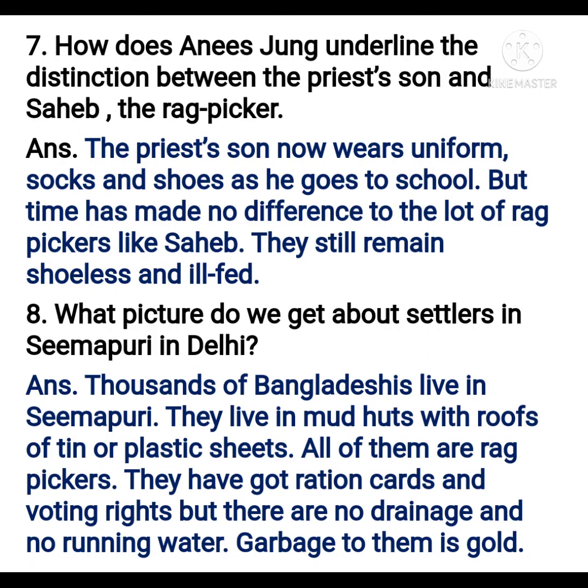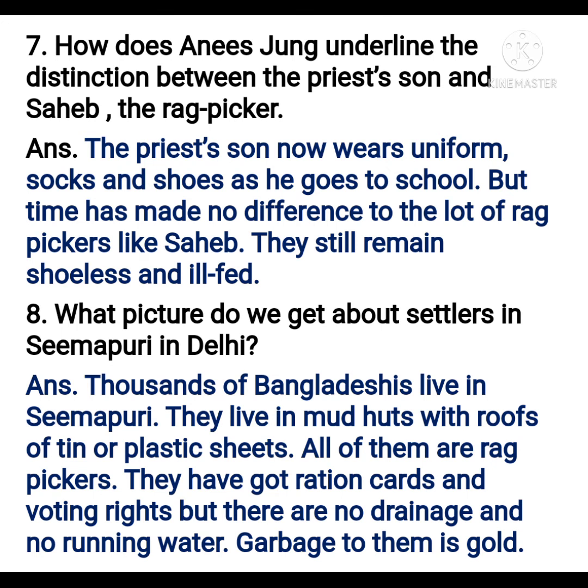7. How does Anees Jung underline the distinctions between the priest's son and Saheb the rag picker? Answer. The priest's son now wears uniform, socks and shoes as he goes to school, but time has made no difference to the lot of rag pickers like Saheb. They still remain shoeless and ill-fed.